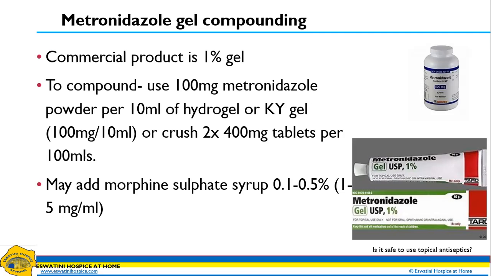So hydrogel, sometimes they are there to protect the peri-wound when you are dressing. You apply them on the skin or the peri-wound to protect the skin from maceration by the exudate. So we use the same thing, we apply the KY gel, and then you crush the tablets, and then you put them in that jelly, you make that lotion, and then you apply it to the wound. Sometimes you may add morphine sulfate syrup to make the compound.